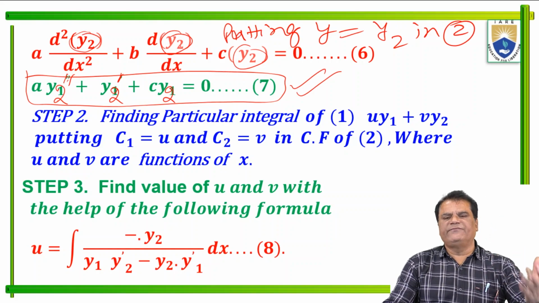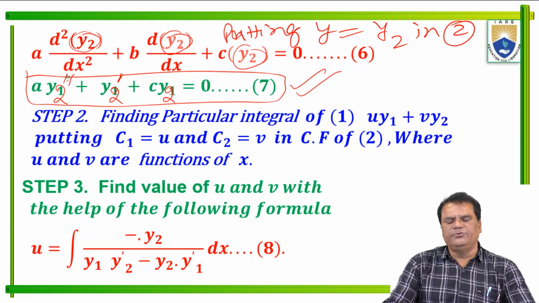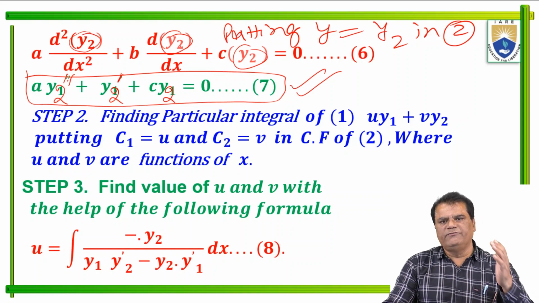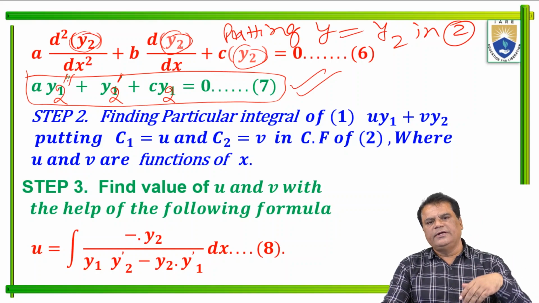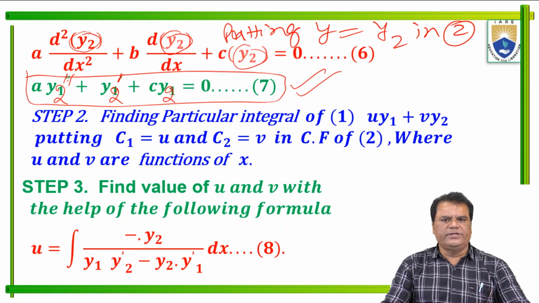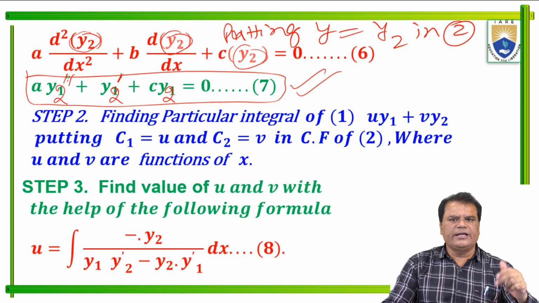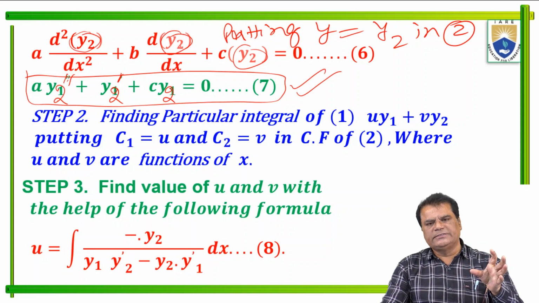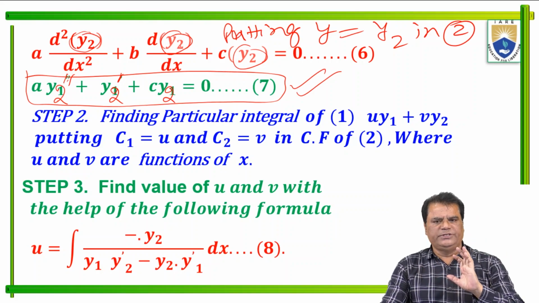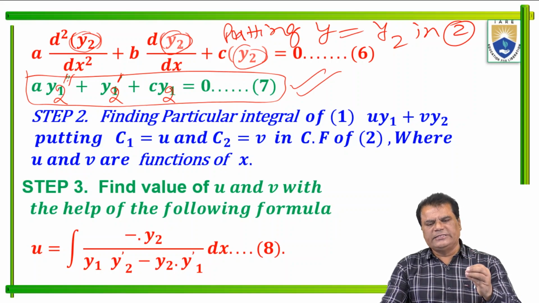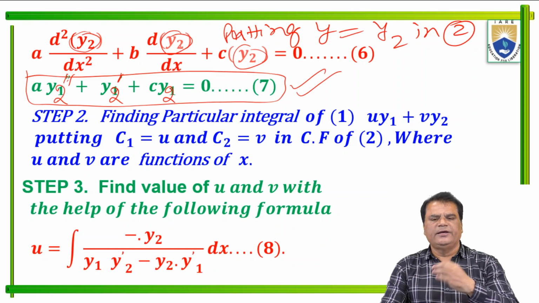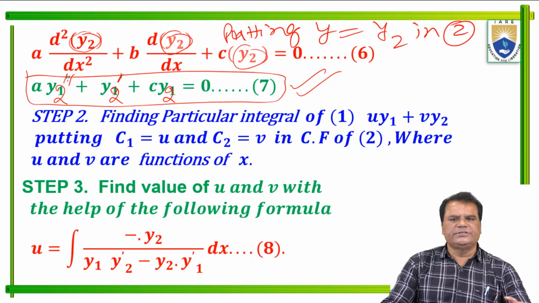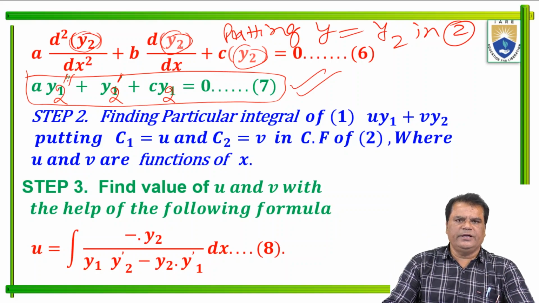So now we are verifying with the solutions y1 and y2 to equation 2. Means putting y equal to y1 first time, next time putting y equal to y2. Then we get two equations which are equal to 0. a y1 double dash plus b y1 dash plus c y1 equal to 0. This result must be 0. Next result: a y2 double dash plus b y2 single dash plus c y2 equal to 0. This is the next result. Okay.